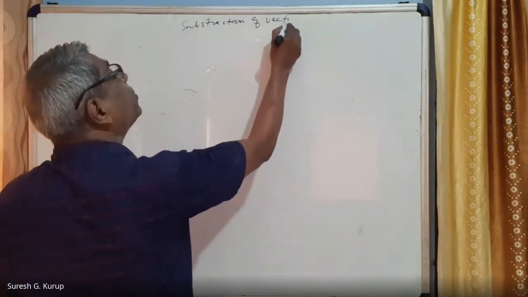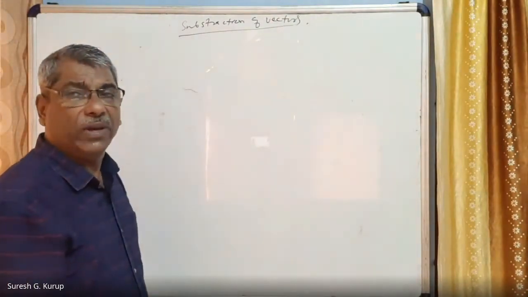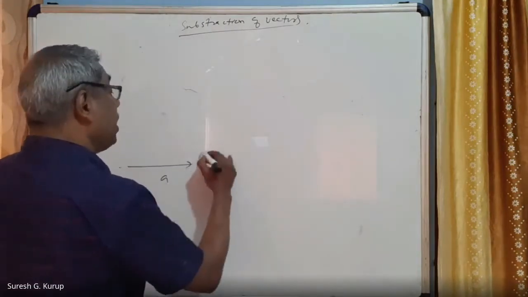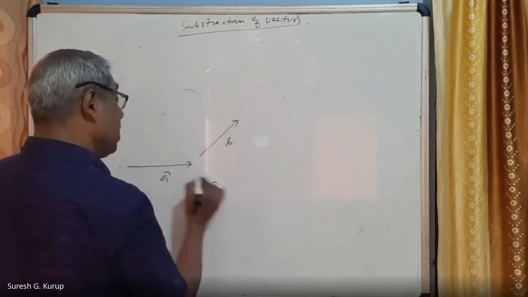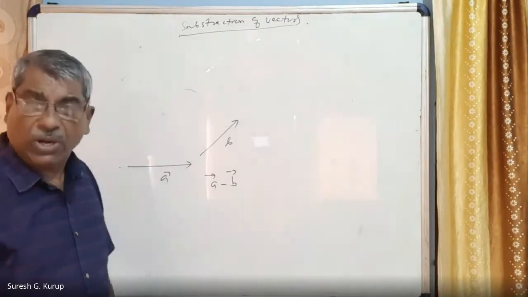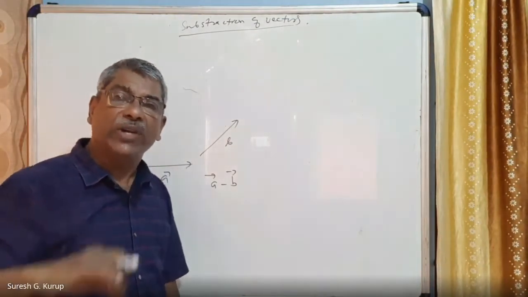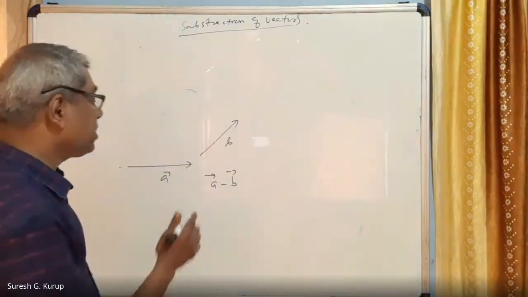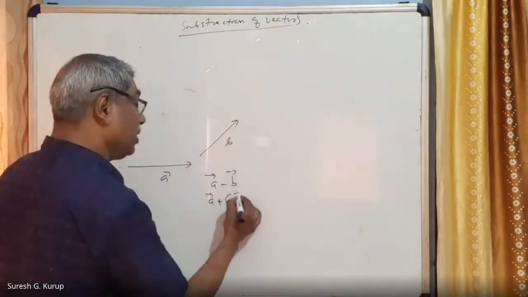Subtraction of vectors. There are two vectors, vector A and vector B. So this is vector A, and this is vector B. We want vector A minus vector B. Subtraction of one vector from another is the same as adding the negative vector of the other to the first one. That means A minus B can be written as vector A plus minus B.